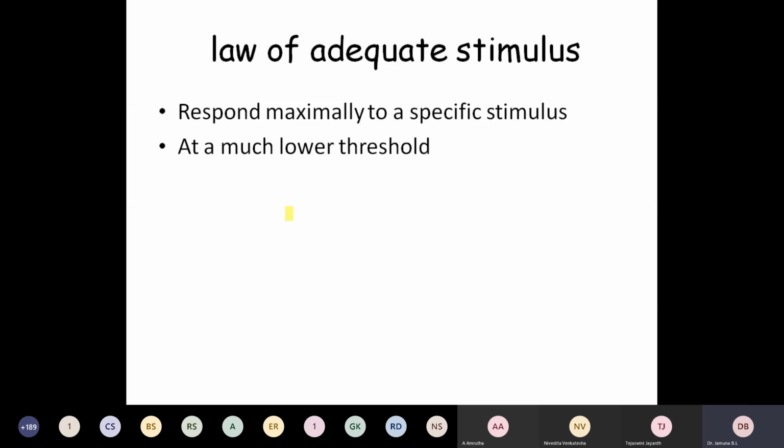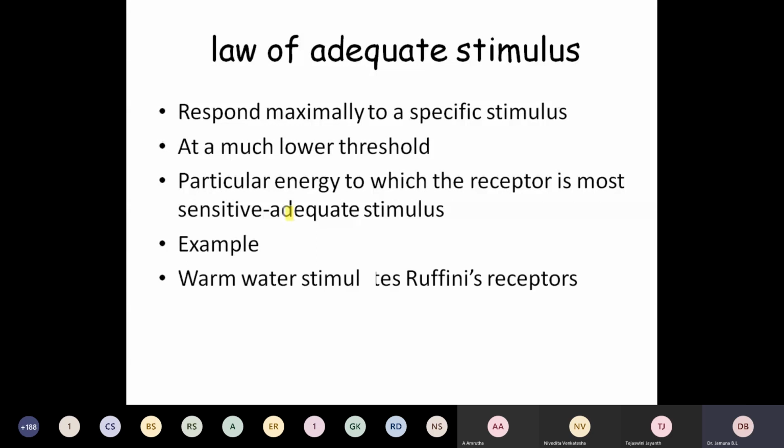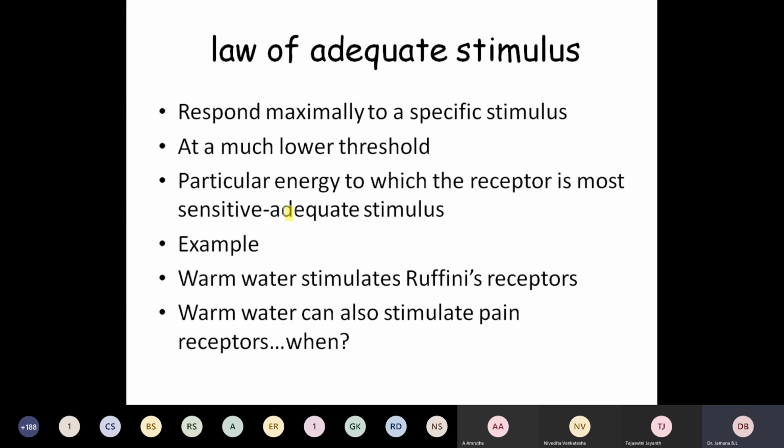But pressure is also producing a sensation of light, because you are putting pressure on the eyeball, and that is also stimulating these photoreceptors, but that is not an adequate stimulus. You have to put extra threshold, the intensity of the stimulus is more. So the particular energy to which the receptor is most sensitive is called adequate stimulus. Already I have given a few examples. Here warm water stimulates a Ruffini end organ, the thermoreceptor. It can also stimulate pain receptors when the intensity of the stimulus is more.